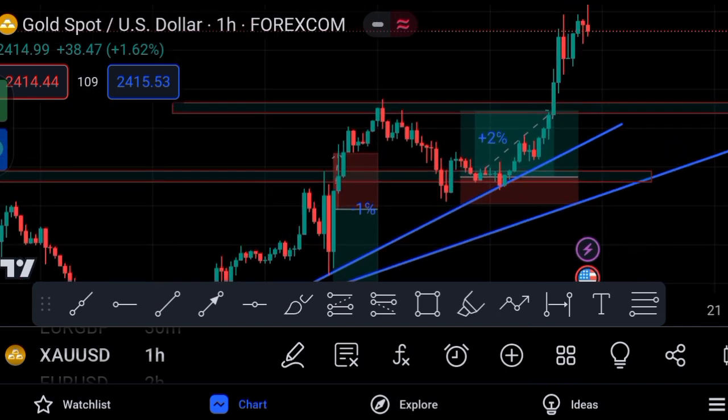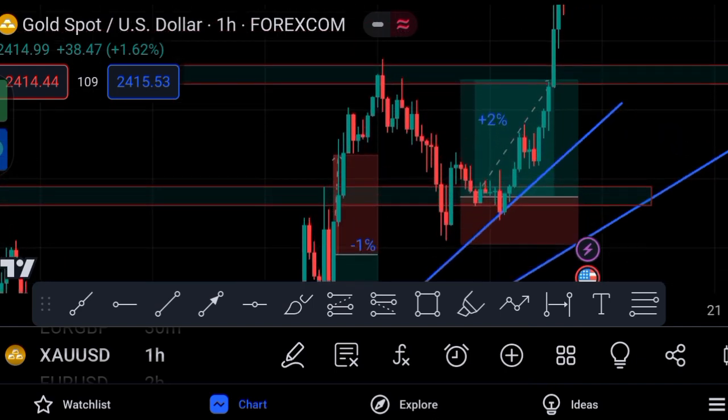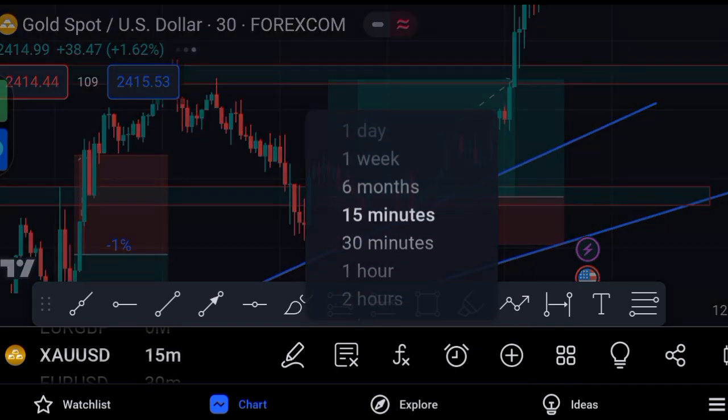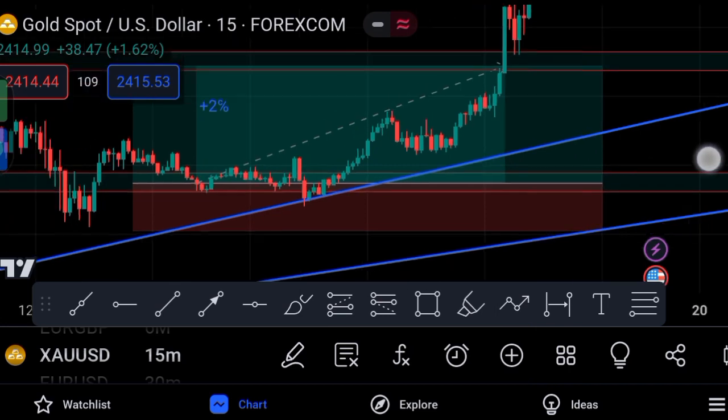When it got to this resistance zone, I was waiting for a change of structure. In order to see the structure clearly, I went to the 15 minutes time frame. So let's go to the 15 minutes time frame. Let me show you what happened there.